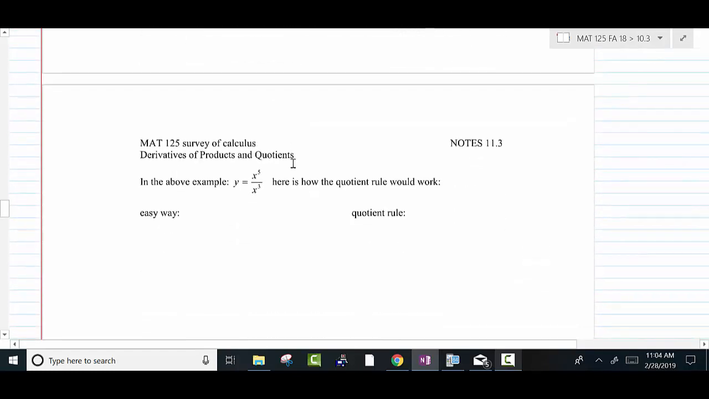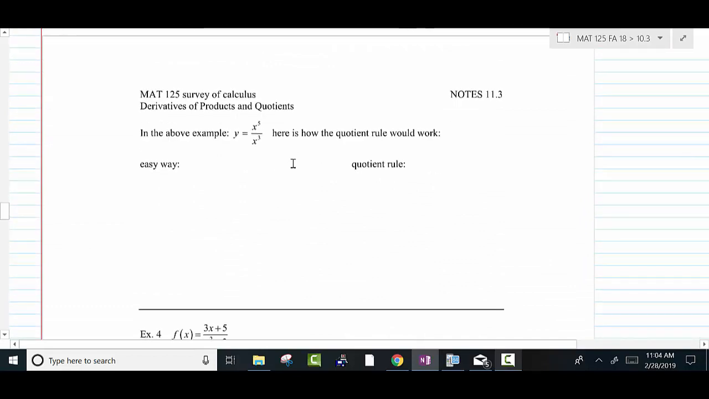All right, so let's go to the next page. Okay, we've already done this problem. I want to do this with the quotient rule, though. So let's, again, just do this the easy way to start with. If you have x to the fifth over x to the third, you know that's x squared. So what's the derivative? 2x. Man, boom, we're done in like 10 seconds.